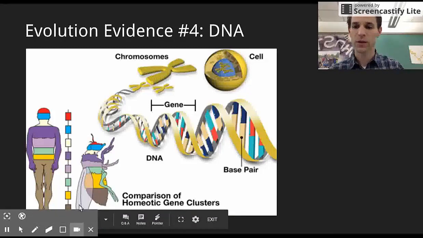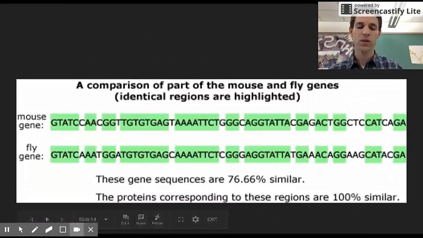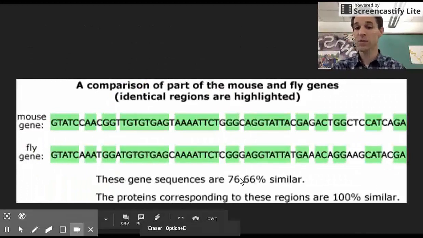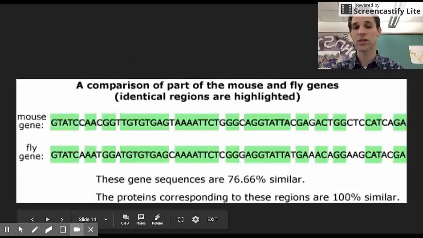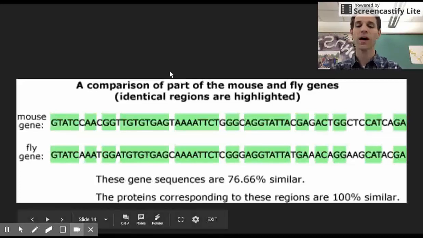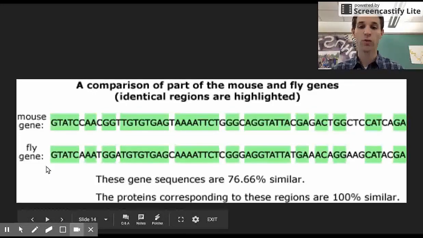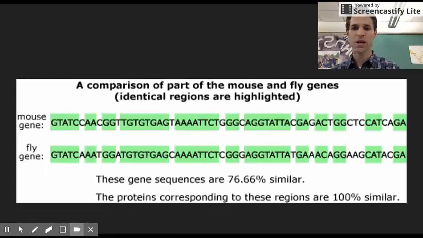So let's take a look at more genetics evidence here. Oops, let's go back. When we sequence DNA, we get the genetic sequence. So the A, T, C's, and G's, those are the nucleotides. Those are the code letters that make up the instructions in our DNA. And here's a mouse gene and a fly gene, and they are the same gene. I don't know what this gene is, but it's something that the two organisms share, a characteristic that they share.